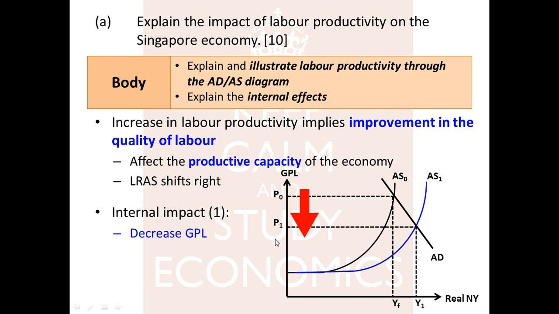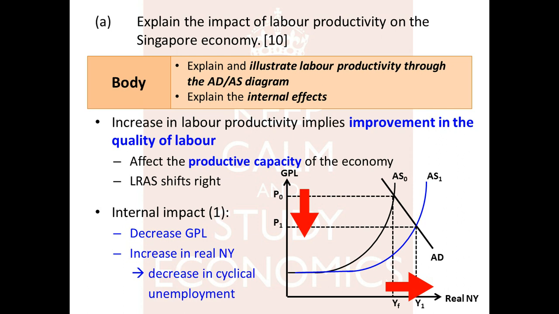Okay, now you need to be able to explain why there is a fall in GPL. Okay, so with the increase in productive capacity, suppliers are willing and able to produce more at each price level. Okay, and therefore, with more goods being produced at each price level, your GPL will fall. Okay, and the next thing is there will be an increase in real national income. Okay, and with an increase in real national income, you will see a decrease in cyclical unemployment.